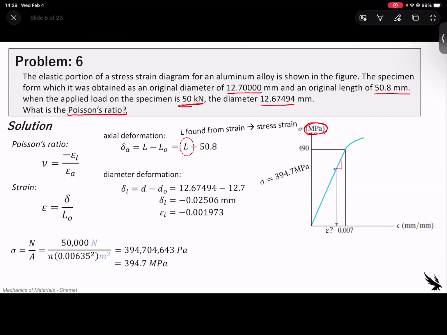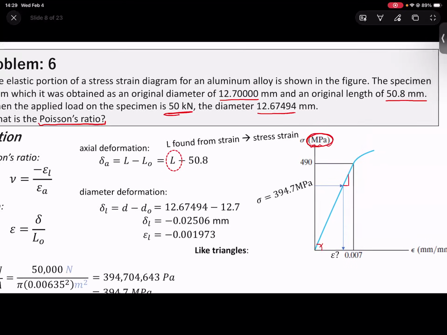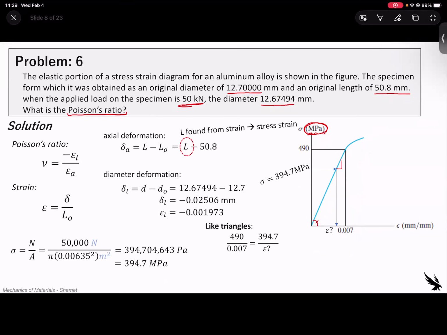How can we find this point here, this strain? Now we could calculate the Young's modulus and solve for it that way. Or what you can see is that these are like triangles, right? They're both right triangles, and they both have the same little apex angle there. So from the larger triangle that we know of the y and the x component being 490 and 0.07, we know that it must have similar proportions to the y component of this smaller triangle of 394 and then this unknown strain here. So we can solve for that using like triangles, giving 0.00564 strain. Now we're not done yet.